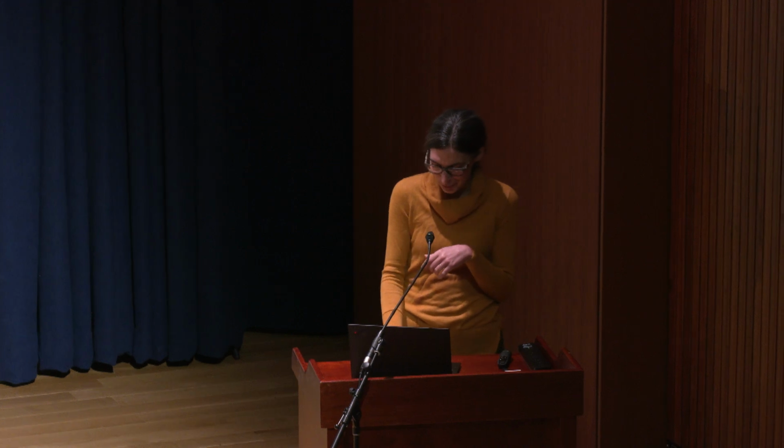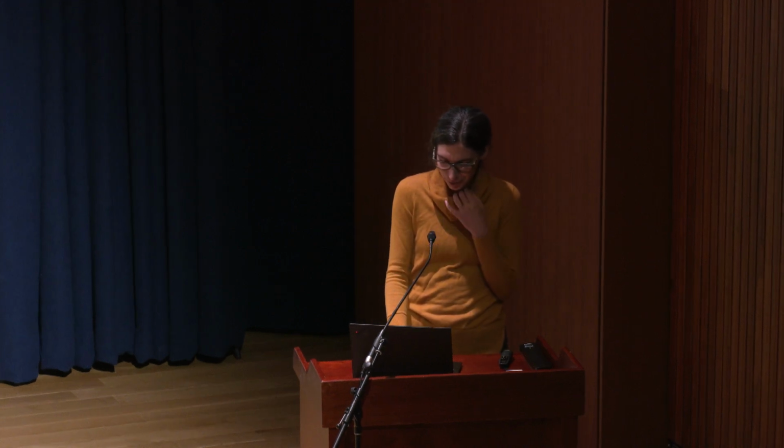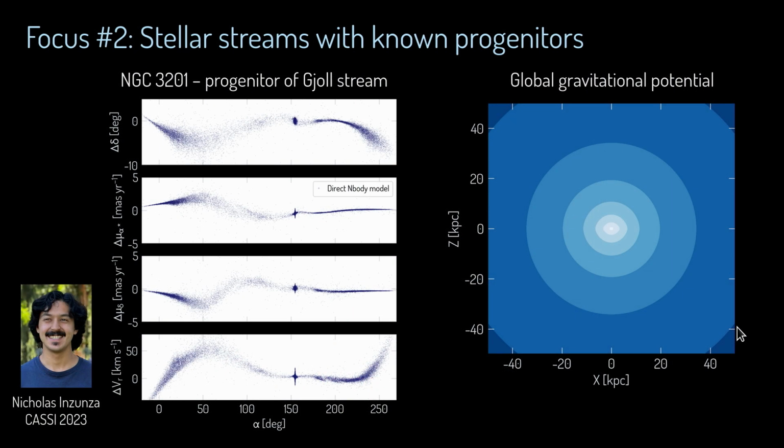In fact, it is still an open question, and there's been some controversy depending on which tracers you use. I do have some backup slides, actually, for this exact question. Anyway, streams can help, especially streams with a known dwarf or globular cluster progenitor. Here I'm showing work from Nicolas Nzunza, who was a summer intern working with our group last year, looking at NGC 3201, which is a progenitor of the Gjöll stream.